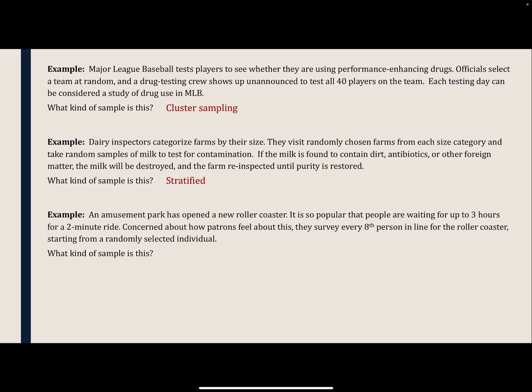The next example. An amusement park has opened a new roller coaster. It is so popular that people are waiting up to 3 hours for a 2-minute ride. Concerned about how patrons feel about this, they survey every 8th person in line for the roller coaster, starting from a randomly selected individual. What kind of sample is this?